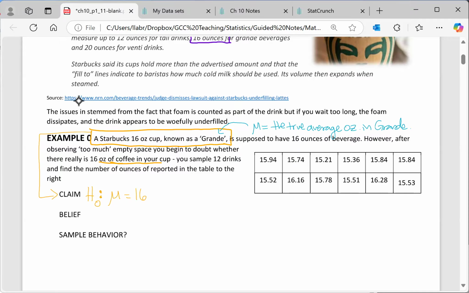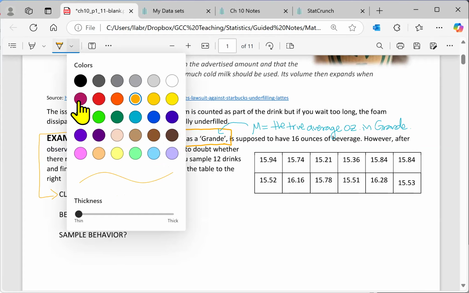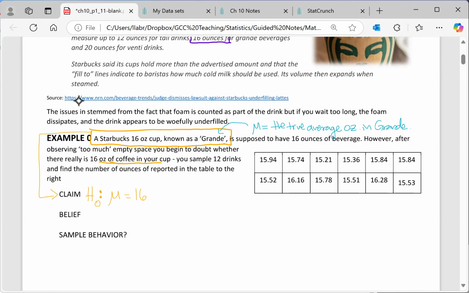Now, again, after looking at enough cups, you go to Starbucks enough and you realize something doesn't quite feel right because there's too much empty space in my cups. So this already gives you a feeling that something is up. So this is going to be your belief. Now, your belief is going to be denoted as H1 or HA for alternative. And you're basically going to go ahead and say mu and 16.